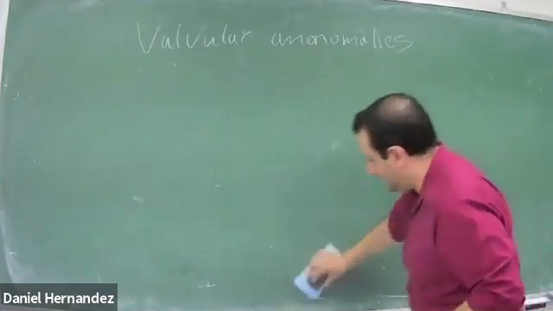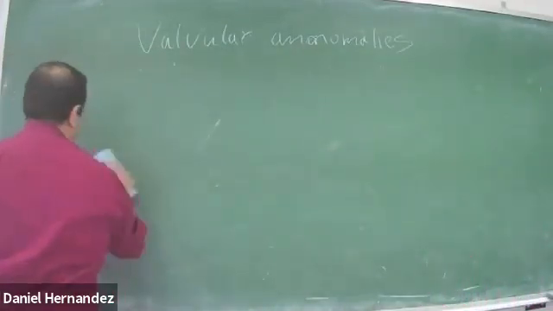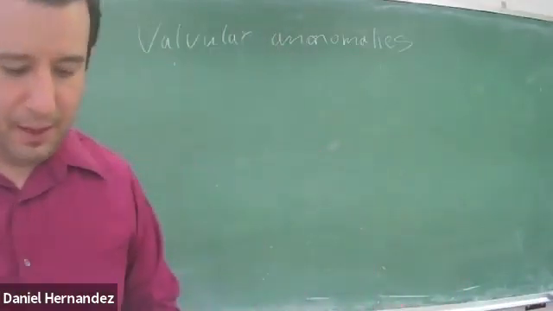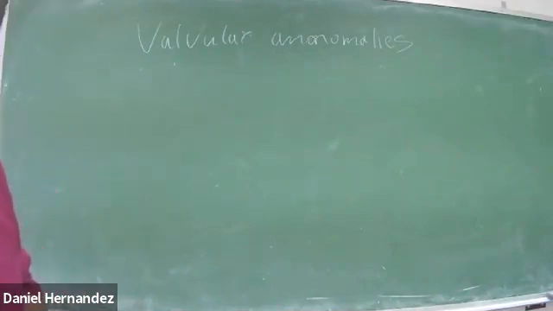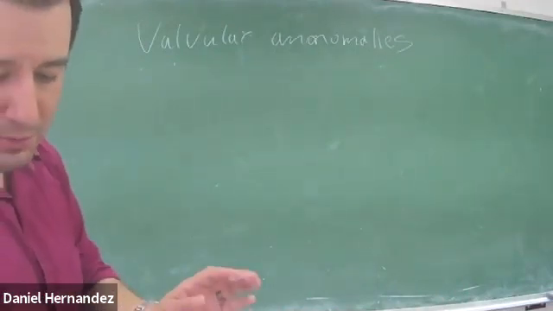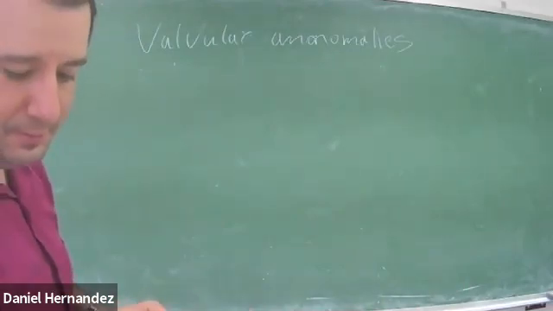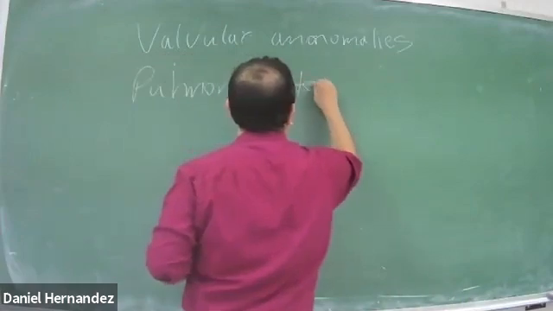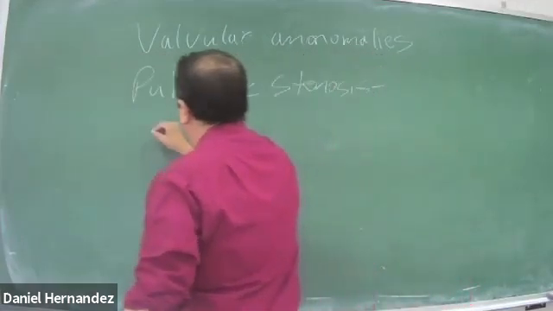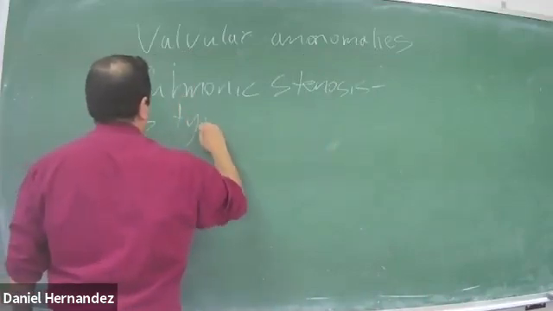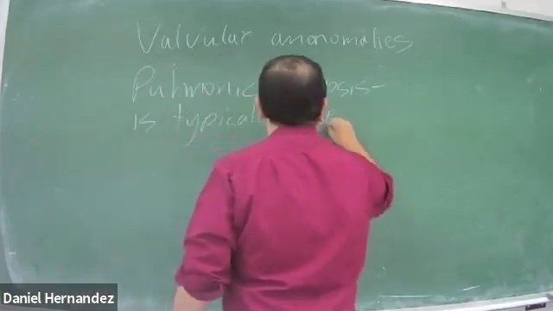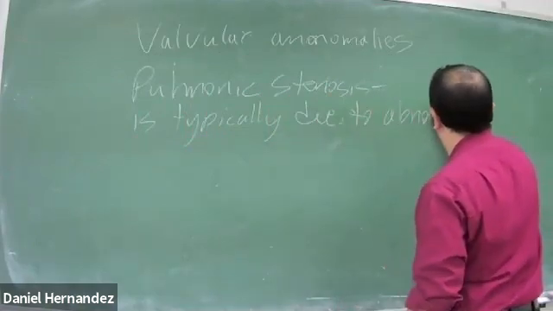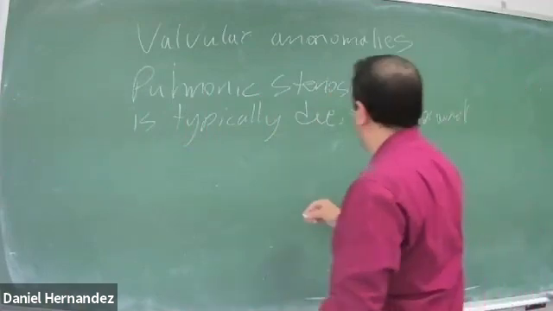So again, if we go back to some of our previous lectures, we mentioned valvular disease on the right side of the heart is typically congenital. So with the pulmonic valve, we can have valvular pulmonic stenosis. This is typically due to an abnormal fusion of the pulmonic valves.